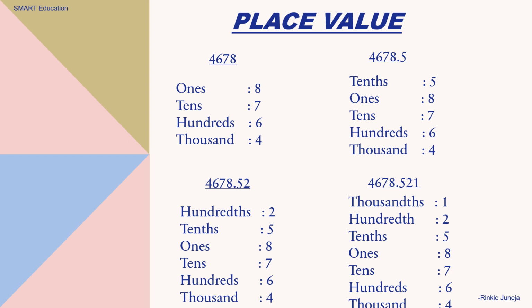So don't get confused. Tens is different, hundreds is different. Similarly, thousand is different and thousandths is different. When we add th and s, then these places are after the decimal point. I hope this is clear.